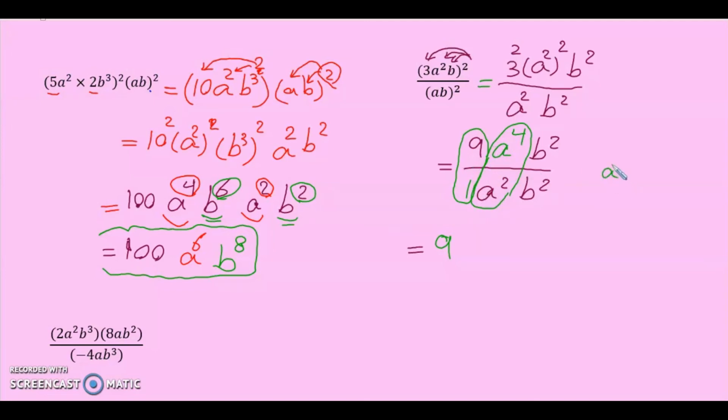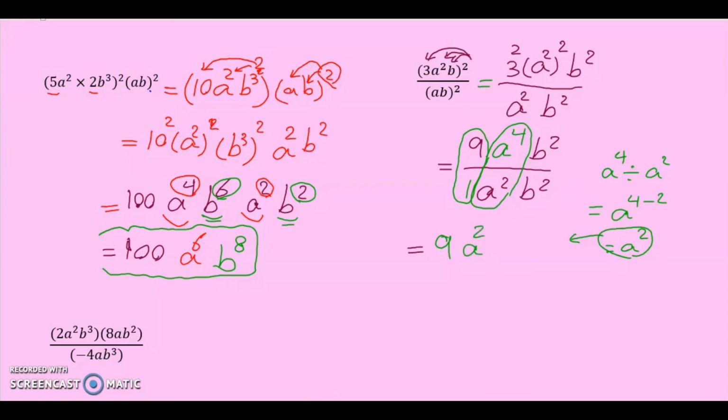It means you have to divide a to the 4 by a squared. What's the rule of the division? You have to subtract. Yes? 4 should be subtracted by 2. Therefore, answer is a squared. Just record your answer here. For these two, you got a squared.